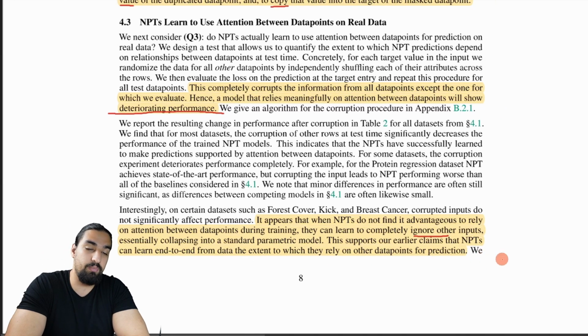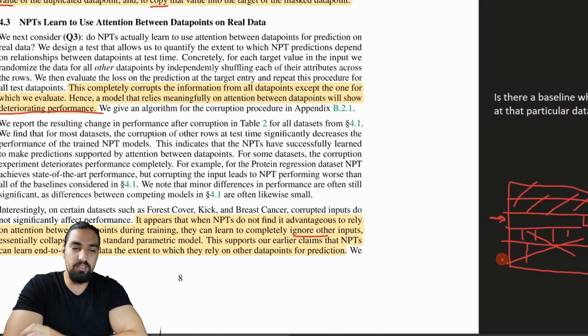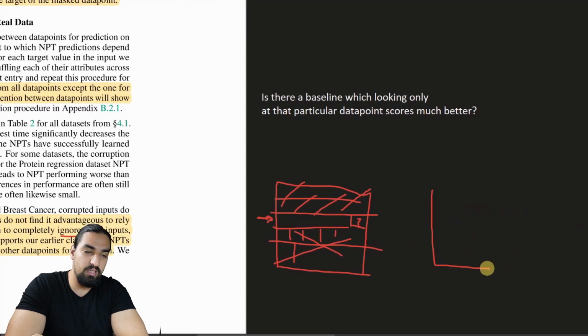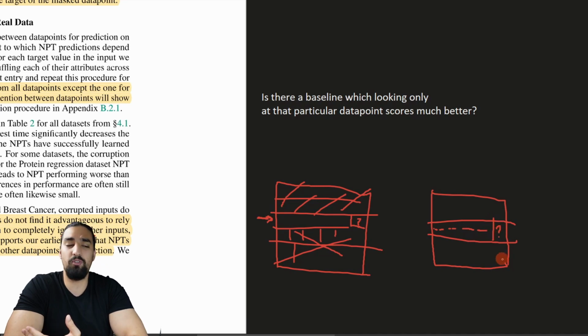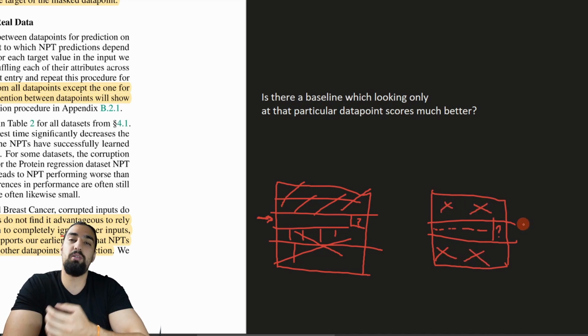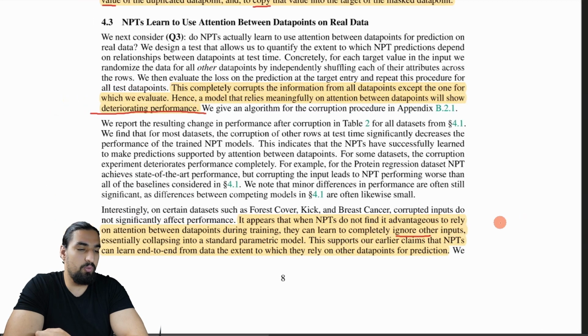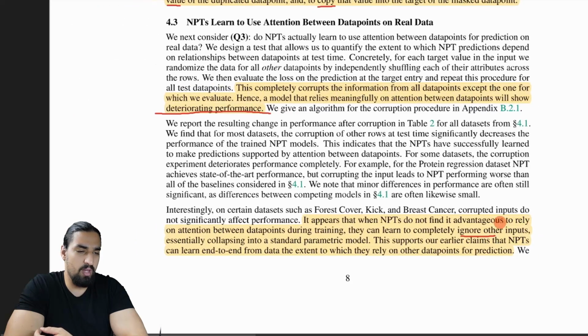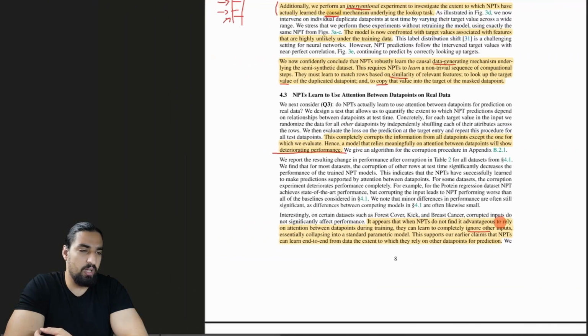This supports our earlier claims that MPTs can learn end-to-end from data the extent to which they rely on other data points for prediction. So that's a fancy way of saying that sometimes it's actually just relying on this particular row, on a single data point, to predict this value here, because for that task you figure out it doesn't actually need to use other data points. And for those data sets, the performance does not deteriorate, which is again further informal proof that it learned the correct mechanism.